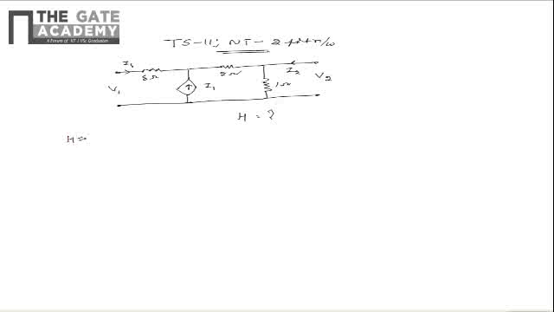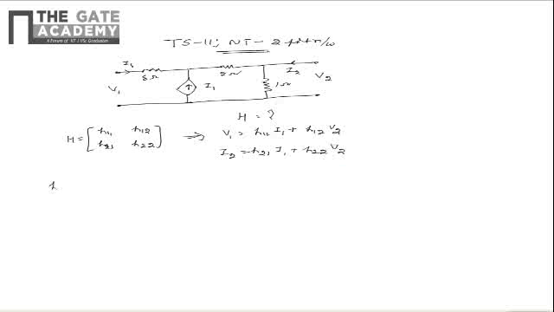We know that if the H parameters of the two-port network are given as H11, H12, H21 and H22, we can relate V1, I1 and V2, I2 using the H parameters as V1 is equal to H11 I1 plus H12 V2, and I2 is equal to H21 I1 plus H22 V2.